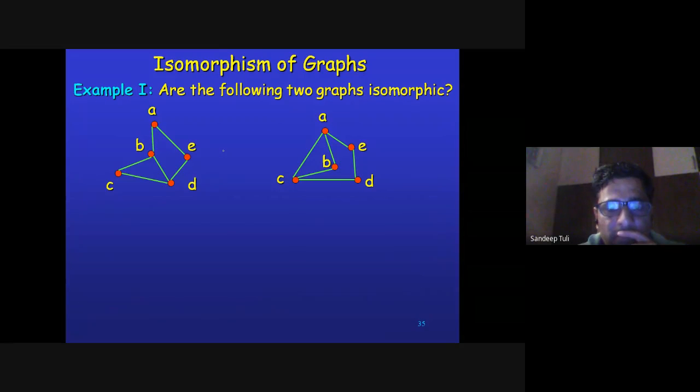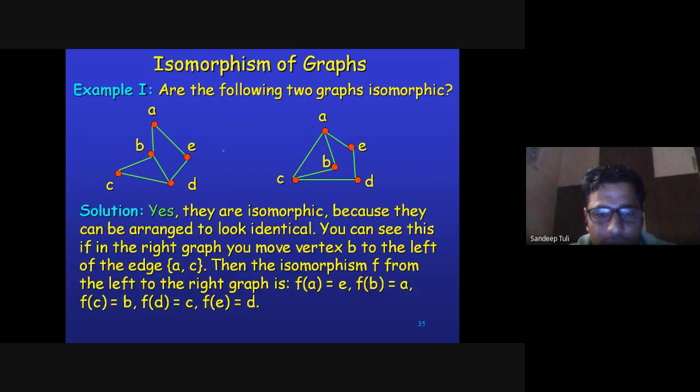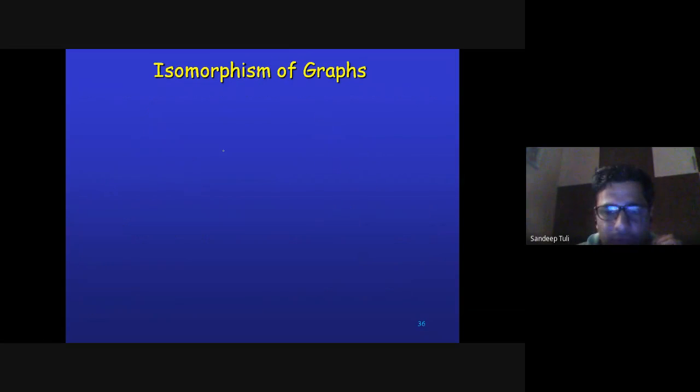First of all, let us see how many vertices are there in both of the graphs. Total number of vertices in the first one is 5. दोनों में 5 वर्टिसेस हैं. कॉरेस्पॉन्डिंग वर्टिसेस आप देखना सेम रखे हुए मैंने. ओके, A B C D E. So now they can be arranged to look identical. अब इसको हम क्या कॉरेस्पॉन्डिंगली इसको आप डिजाइन करो इस दूसरे ग्राफ को.